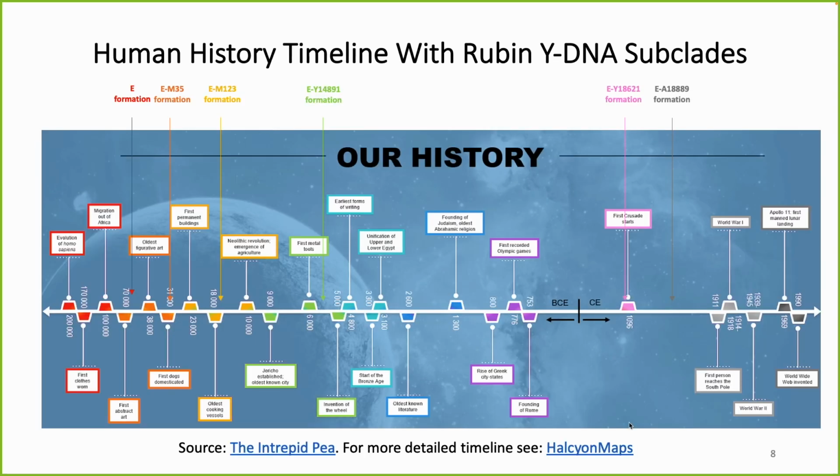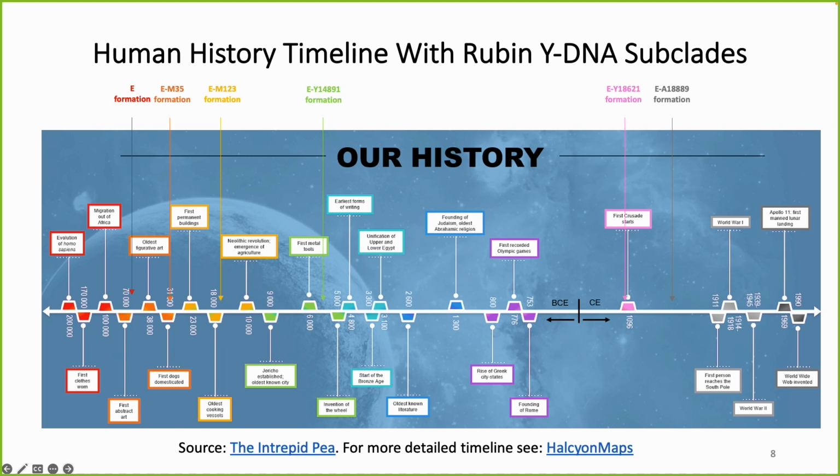All right. So what I did here is put a timeline of human history and sort of place the formation of the different haplogroups and their subclades as we get closer and closer to the present day. So again, the first migration out of Africa was about 100,000 years ago. E formed 65,000 years ago. And we'll talk about where it formed in the world. And then EM35, we're getting 30,000 years ago. EM123, we're getting to 19,000 years ago, the height of the last ice age, right?